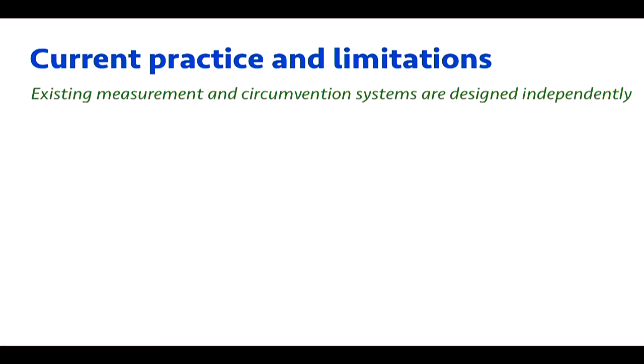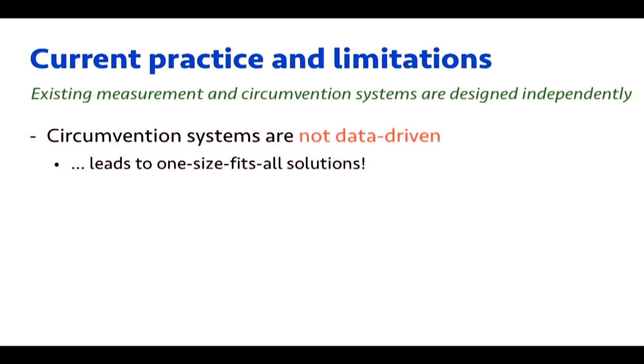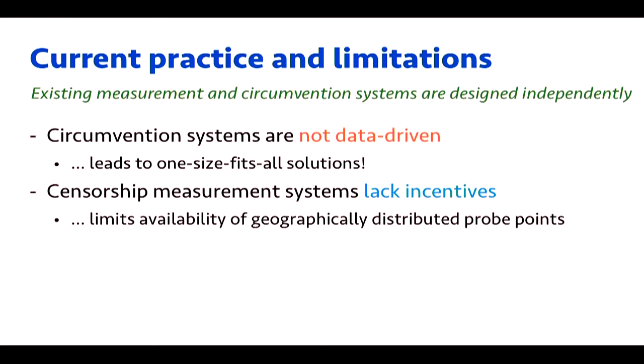Unfortunately, existing measurement and circumvention platforms are designed independently, which leads to the following challenges. As a result, these circumvention systems are not data-driven, which leads to one-size-fits-all solutions. For example, relay-based, proxy-based solutions like Tor and Lantern use the same circumvention strategy independent of the deployed censorship. Similarly, existing censorship measurement systems lack incentives as they rely on volunteers or on buying VPN services for measuring censorship, which limits the availability of geographically distributed vantage points.